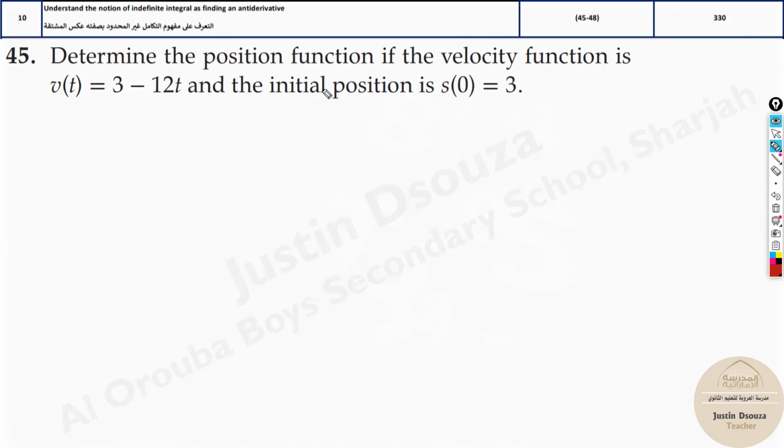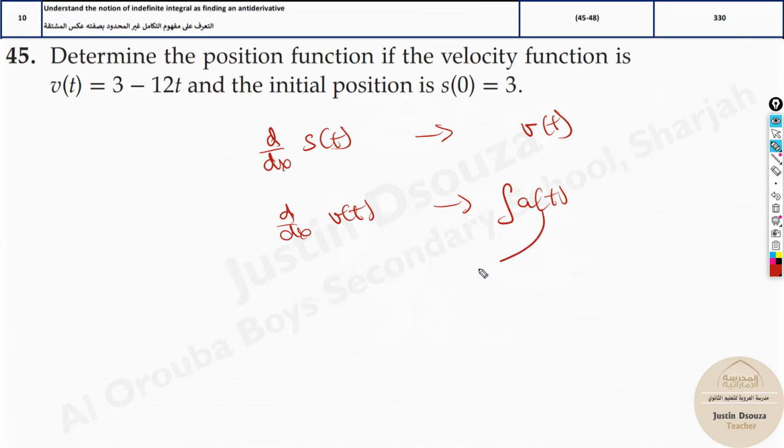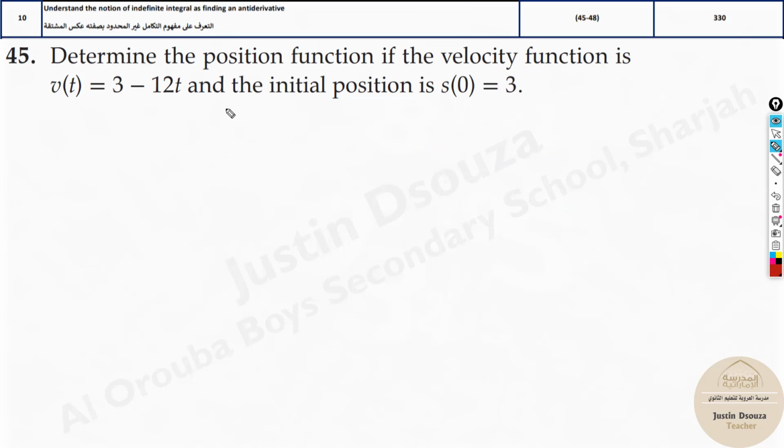Now, if you remember, before we have done a similar problem in differentiation. We had been given the position function with respect to time, and we were asked to find acceleration or velocity. If we differentiate the position function d by dt, we would get velocity, and if we differentiate velocity with respect to time, we would get acceleration. Now we go the opposite way. Integration is the opposite, right? When we integrate acceleration, we must get velocity, and when we integrate velocity, we must get position. That's the concept.